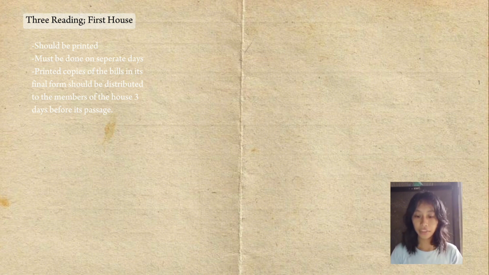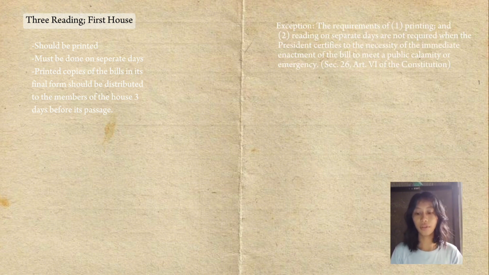The 3 readings in the first house must be done on separate days. Printed copies of the bill in its final form should be distributed to the members of the House 3 days before its passage. The requirements of printing and reading on separate days are not required when the President certifies to the necessity of the immediate enactment of the bill to meet a public calamity or emergency, as stated in Section 26, Article 6 of the Constitution.